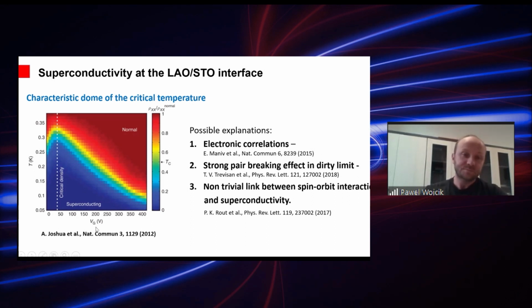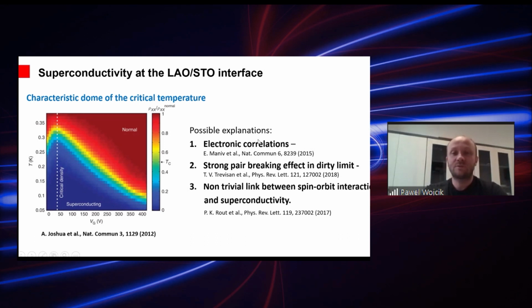In my opinion, superconductivity in this system is still insufficiently explored, because we still don't know the pairing mechanism, and we are not able to understand this characteristic shape. For example, in the literature you can find a few possible explanations.